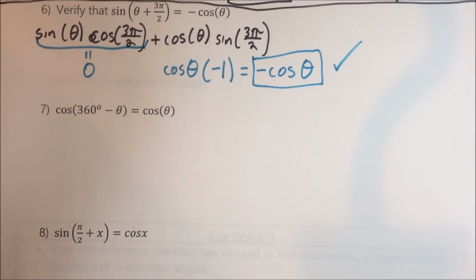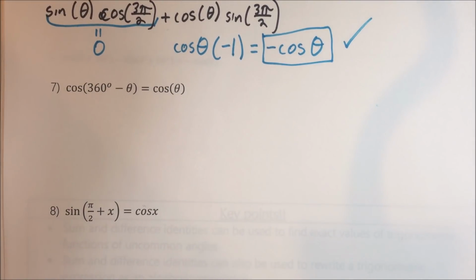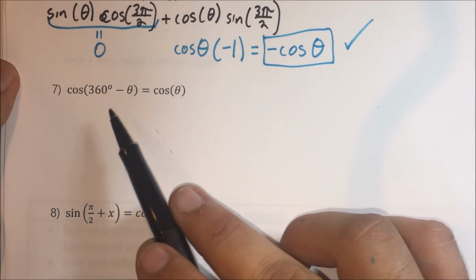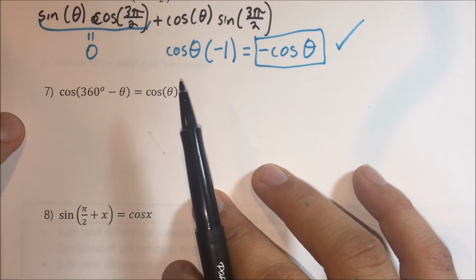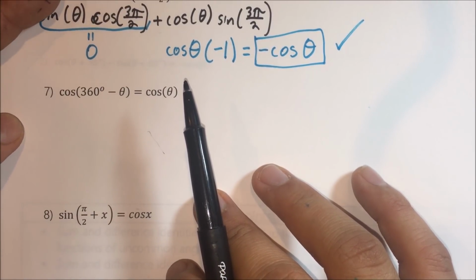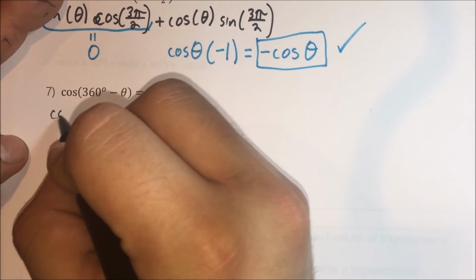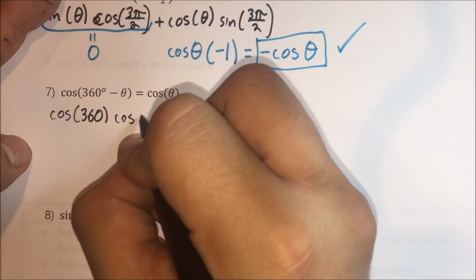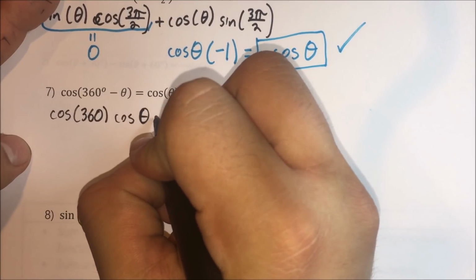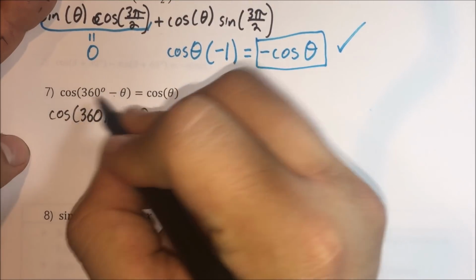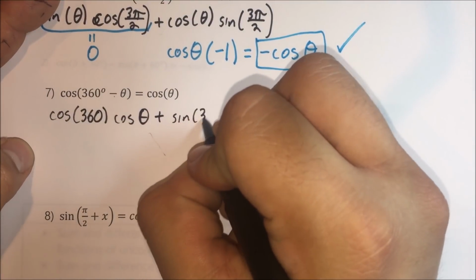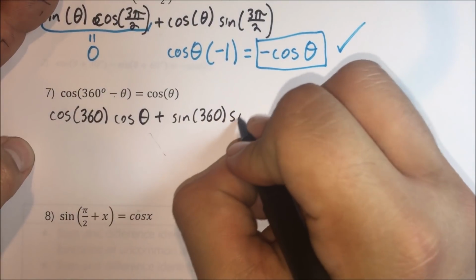So let's go ahead and do number 7 together. So what we're going to say here is, okay, well, cosine 360 minus theta is equal to cosine of theta. So let's break this down. So cosine with a minus in the middle is going to be cosine, cosine plus sine, sine. So we're going to say cosine of 360 times cosine of theta plus, again, remember with cosine, the sign differs from what you put on the right, sine of 360 times sine of theta.